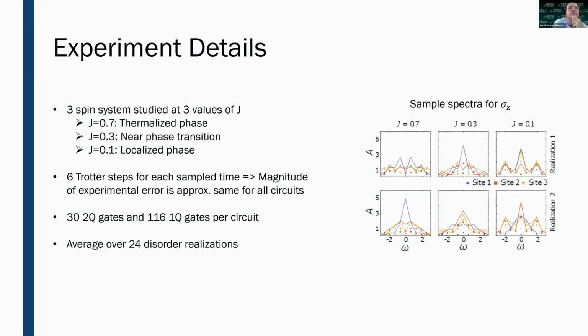And you know, we're studying a disordered system here. So basically what you have to do when you study a disordered system is you have to average over different realizations of the disorder. We did that for 24 instances. And we studied it at 3 different points. So 1 point which we expect to be in the thermalized phase, 1 point which we expect to be in the localized phase, and 1 near the phase transition.